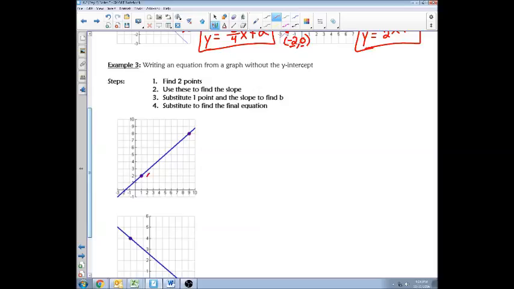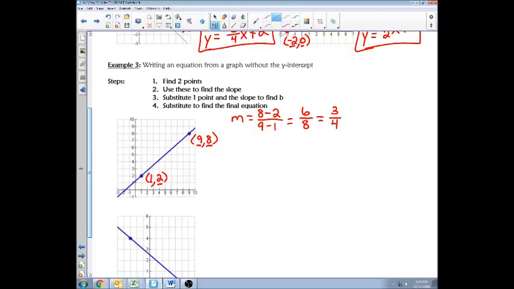So the 2 points are already marked for us. This point here is 1, 2. This point over here is 9, 8. Okay? So y2 minus y1, this is to find my slope. So it would be 8 minus 2 over x2 minus x1, 9 minus 1. That would give me 6 over 8. 6 and 8 are both divisible by 2, so they could simplify down to 3 over 4.